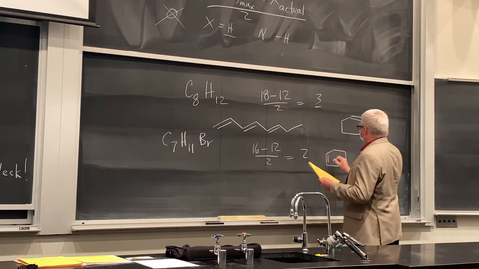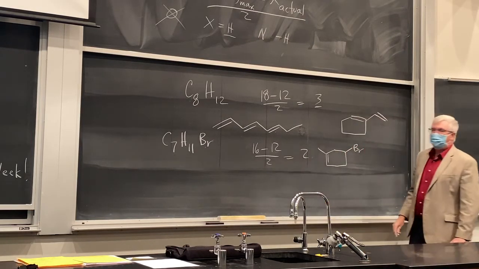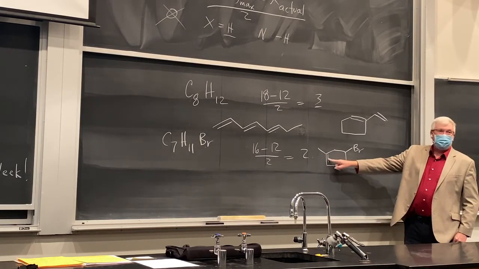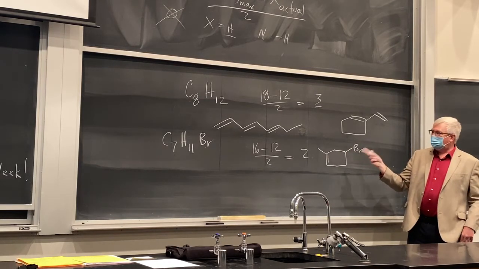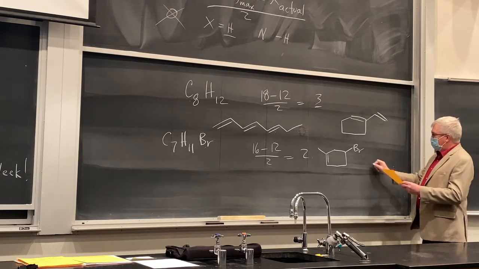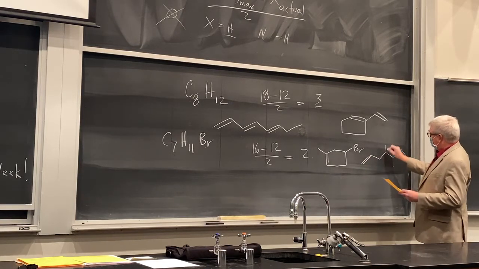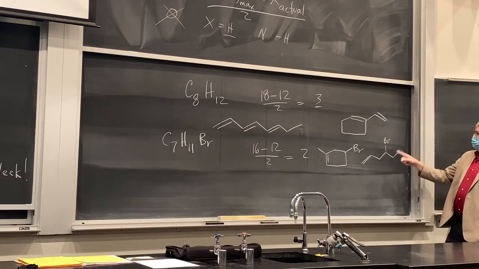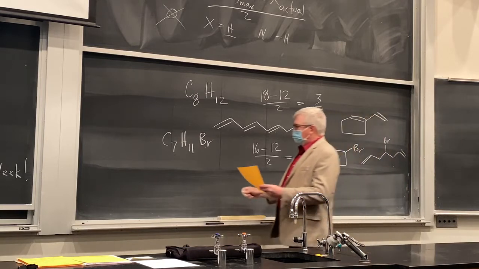Oh, how about this one? One of many, right? So we got a ring and a double bond. And you don't even need to count up the hydrogens. You know it's correct, but you should go through that and figure out a couple. How about this one? Have a couple double bonds instead. And then the bromide, we can move the bromide all over and that will be good. How about this one?